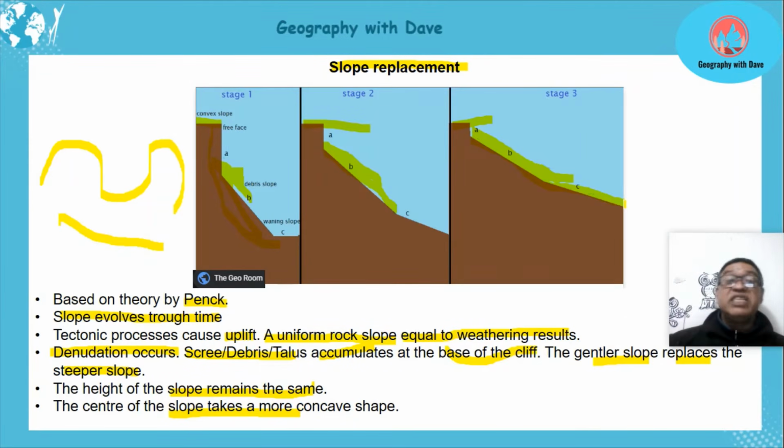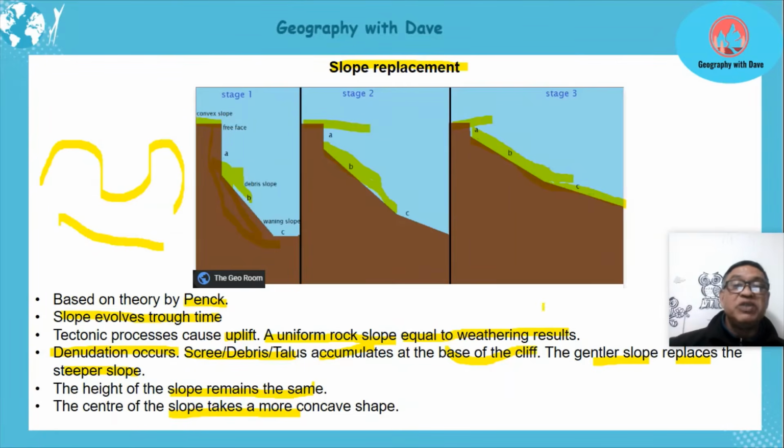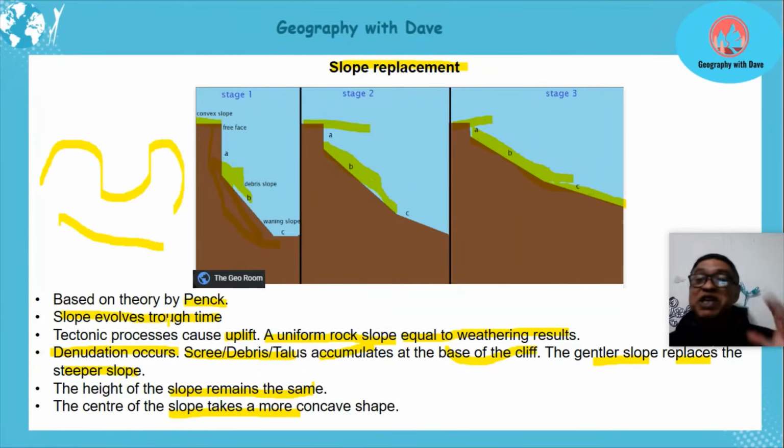All right, that's slope replacement. Oof, I'm always going off. Slope replacement. I do apologize. Fingers are getting a bit old today, so my apologies for that.